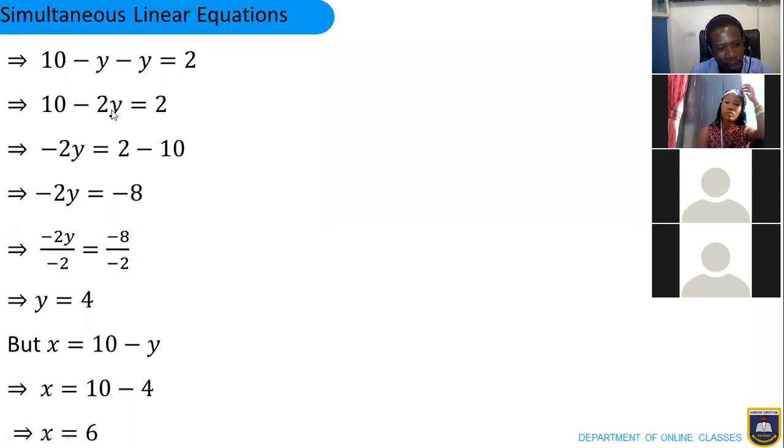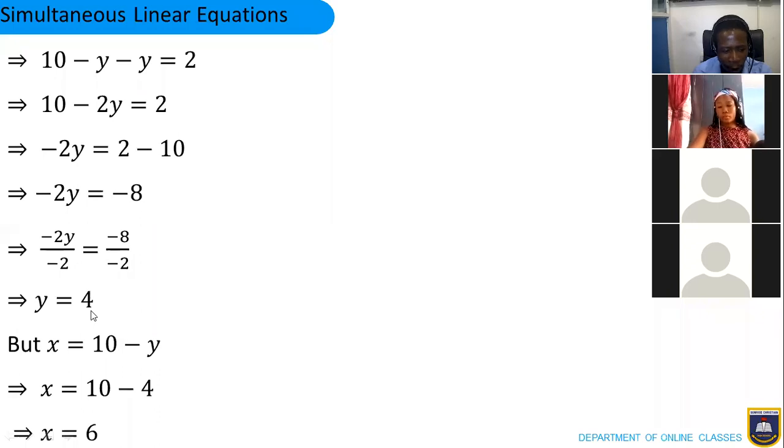So we have 10 minus 2y is equal to 2. Then I have to group like terms from here. So the 10 has to go to where the 2 is. So I have minus 2y is equal to 2 minus 10, because the 10 on the left hand side was positive, so when it crosses the equal sign it becomes negative. That will result in minus 2y is equal to minus 8. Then I have to divide through by minus 2 to make y the subject. So minus 2y divided by minus 2 is equal to minus 8 divided by minus 2. So we get y equal to 4.